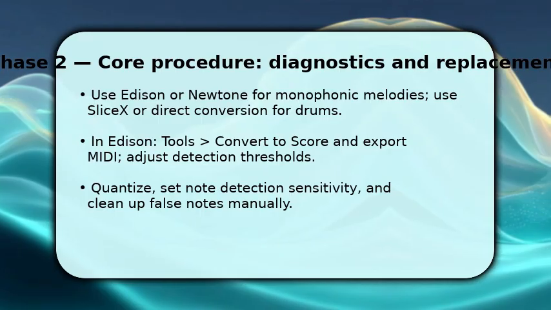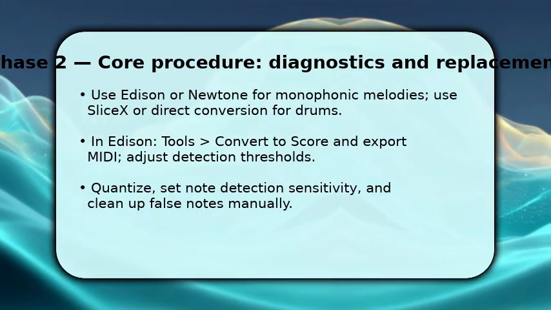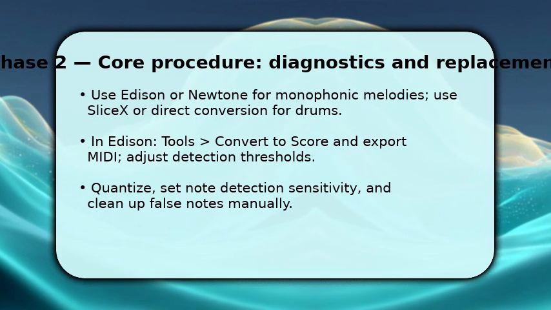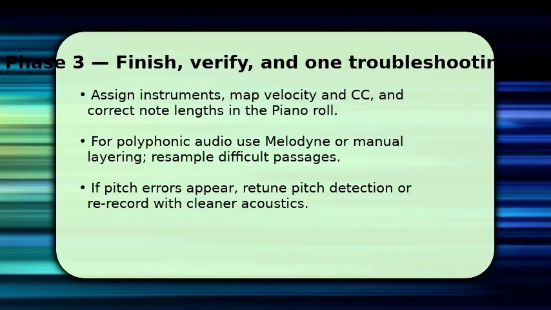Once MIDI is created, drag it to the piano roll, then quantize and correct any octaves or timing errors. Finally, map the MIDI to your chosen instruments and refine expression with velocity and CC automation. Make sure note lengths match the original feel.